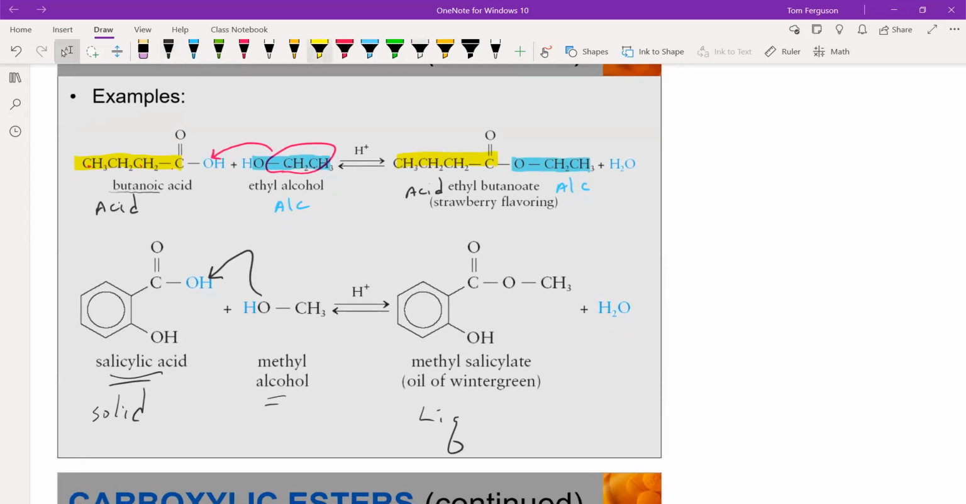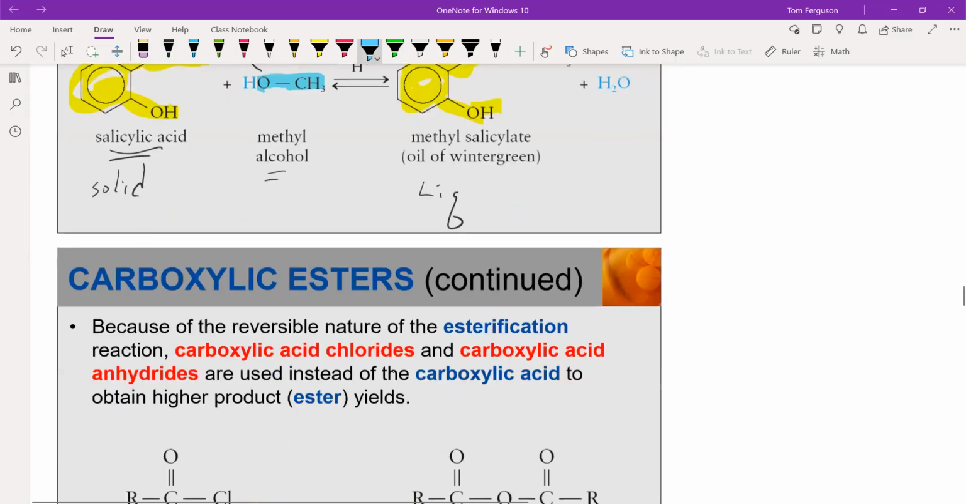And let me, so this is the acid part. We're going to be naming the yellow acid part and the alcohol blue part. Both have got to be contained in the name. I'm going to talk about that in a minute here.